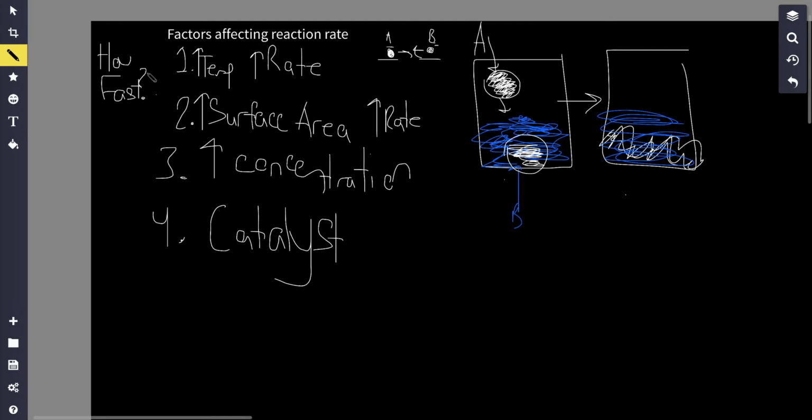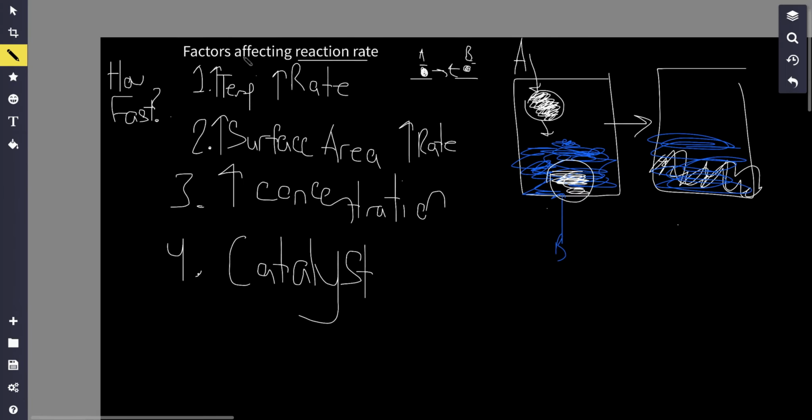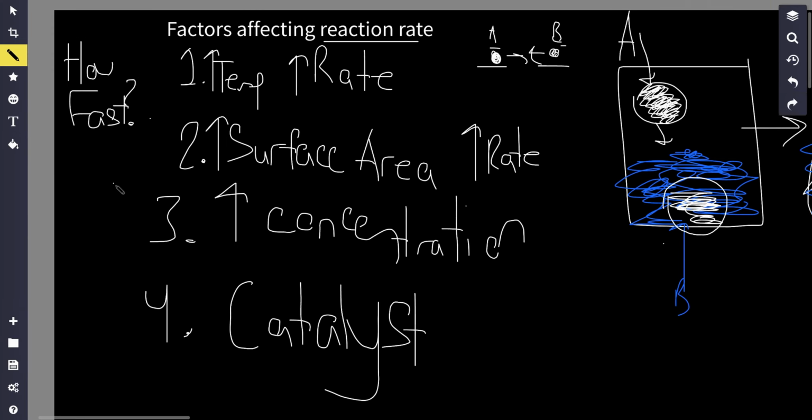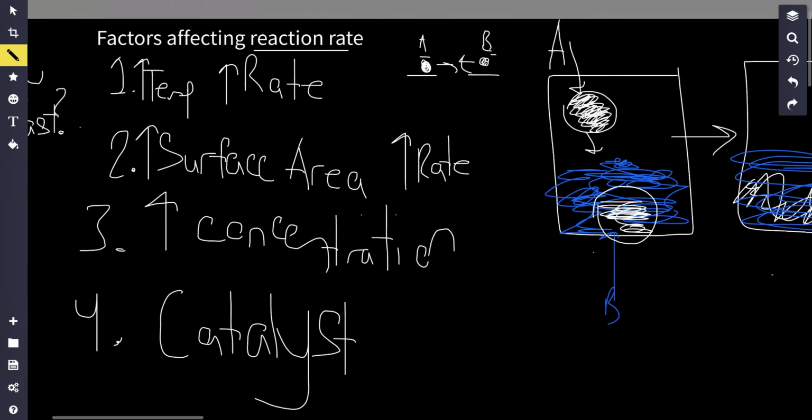Let's just talk about factors that affect the reaction rate. All right. Now, when chemical reactions happen, in terms of kinetics, we're just going to be focusing on how fast. How fast does this reaction occur? What is the rate of this reaction? Let's take a look at this.